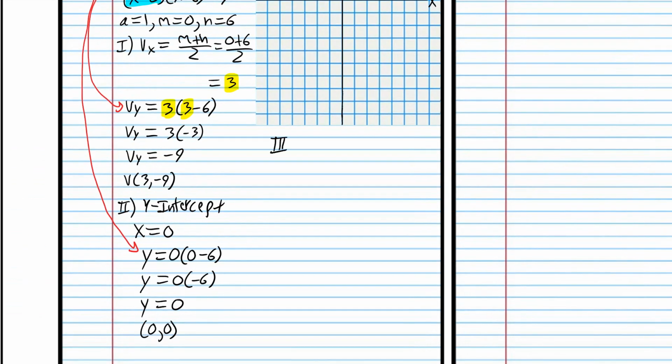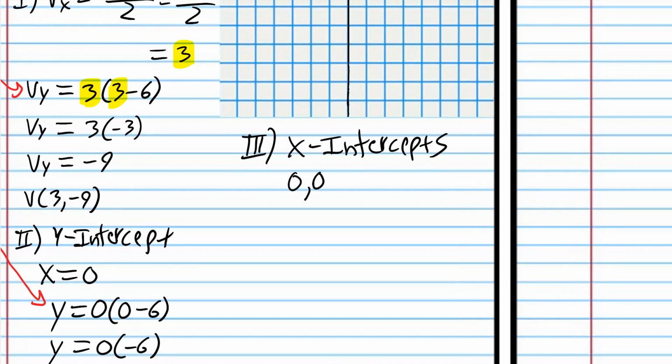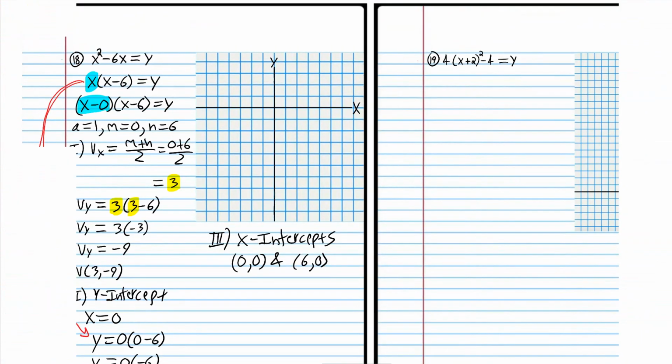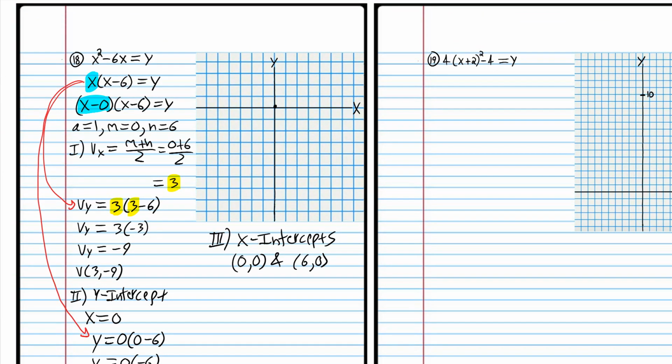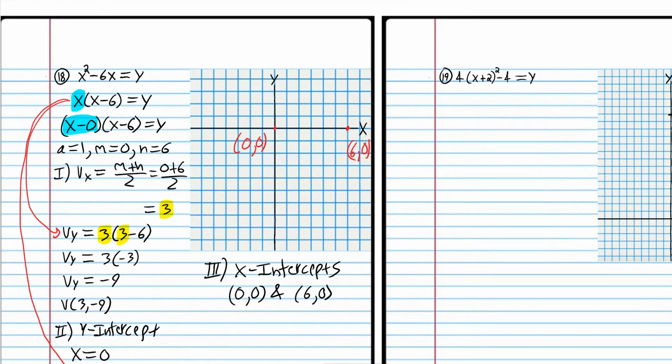Okay, and now we're going to find the x-intercepts, which is easy to do simply because we put this equation into intercept form, which means we can see the intercepts just by looking at it. It's 0, 0, and 6, 0. So I'm going to go ahead and plot those: 0, 0, and 6, 0. And the vertex is 3, negative 9.